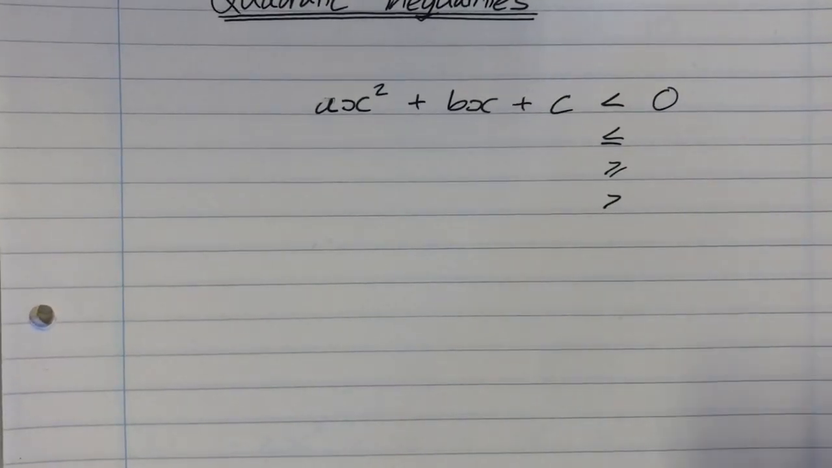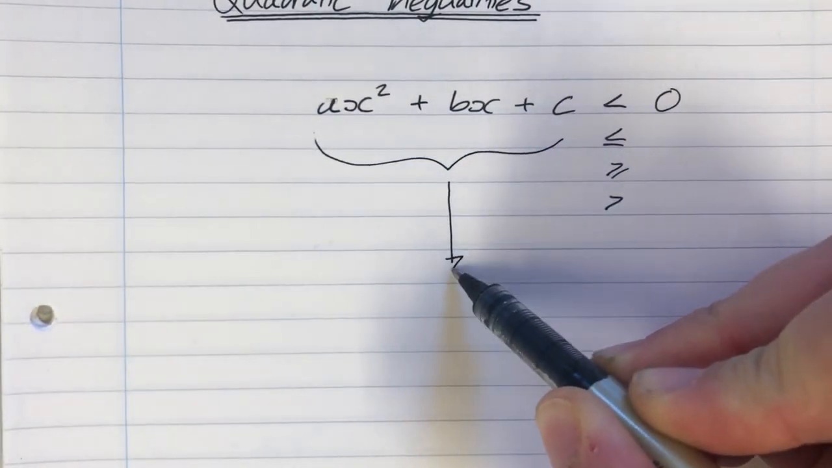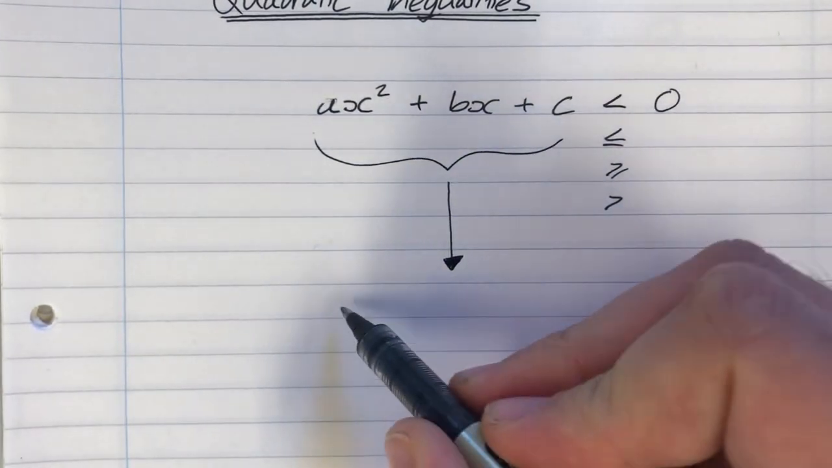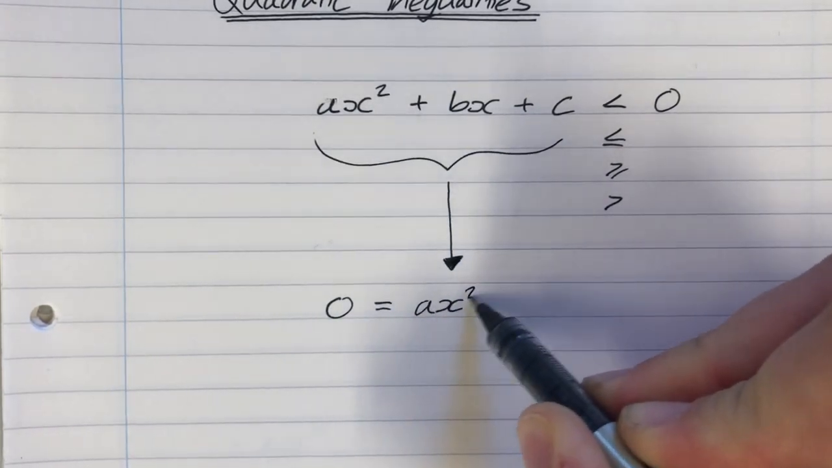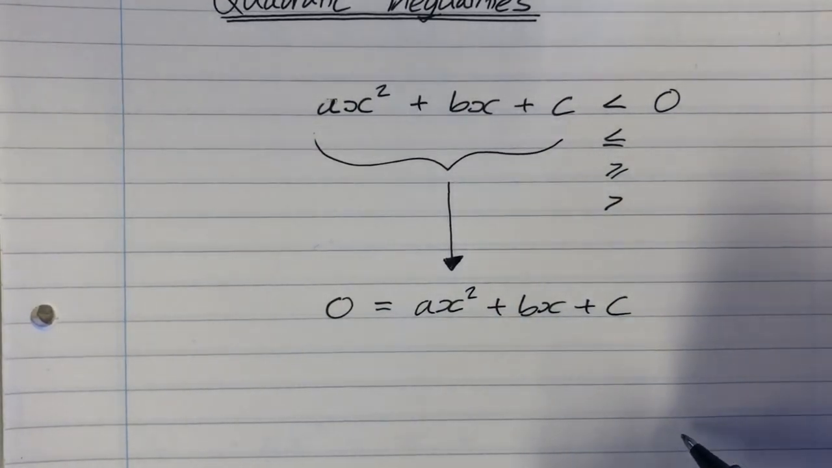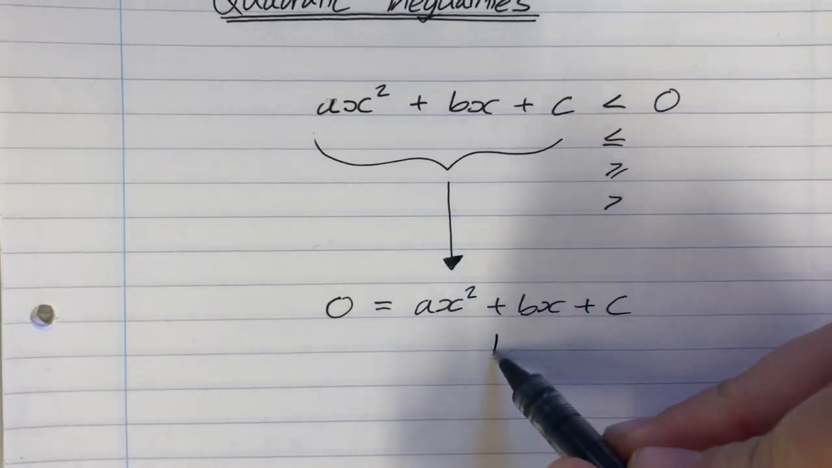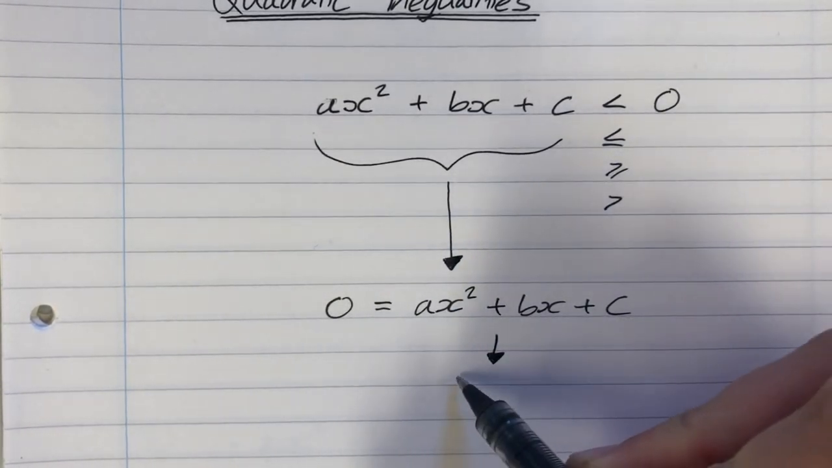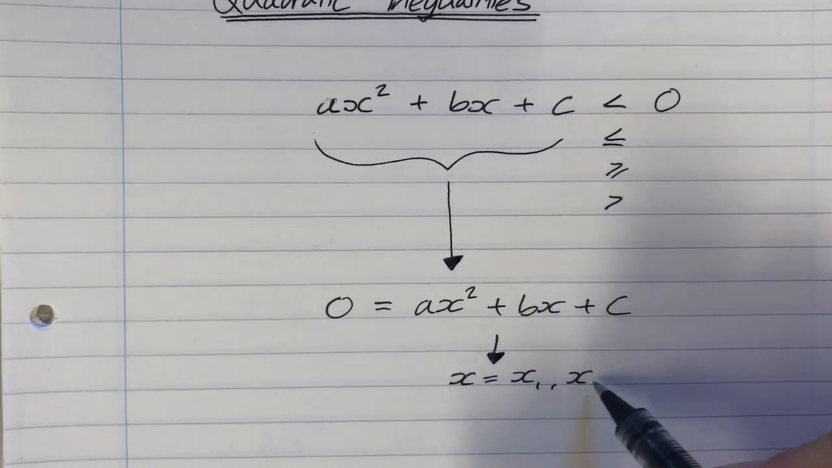And then what I would do from here is quickly solve the quadratic equation ax squared plus bx plus c is equal to 0, which we can solve because we've done solving quadratic equations. That's going to give us two answers. Let's call them x1 and x2.